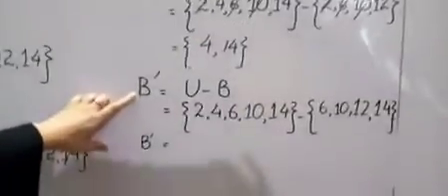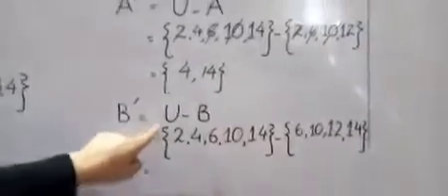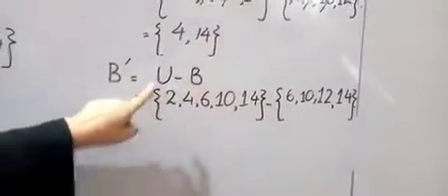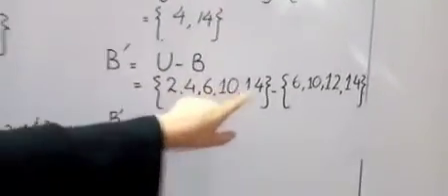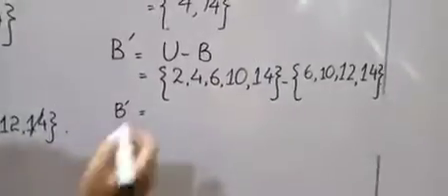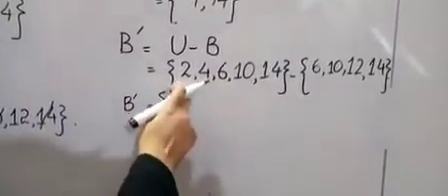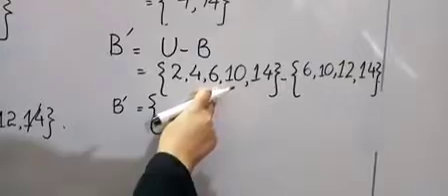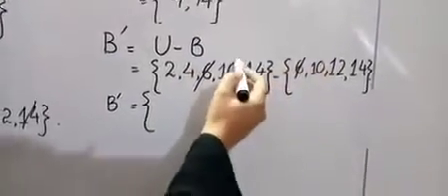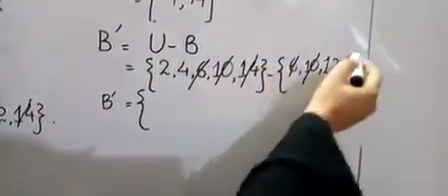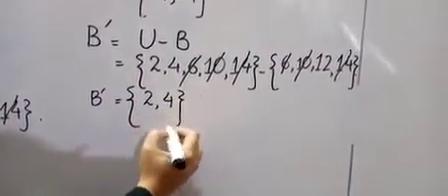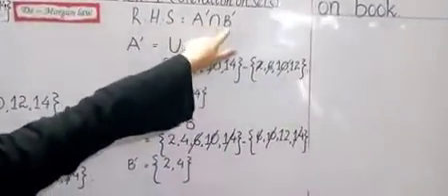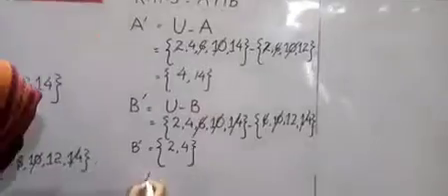Now students, B complement. B complement is equal to U minus B. As I told you, values of set U should not be in set B. So 6 and 6 we will not write. 10, 10, 14, 14. So remaining values are 2 and 4. After this we will use A complement intersection B complement.